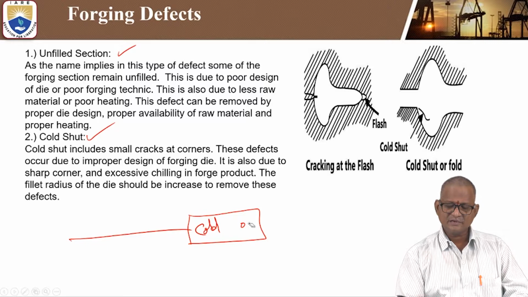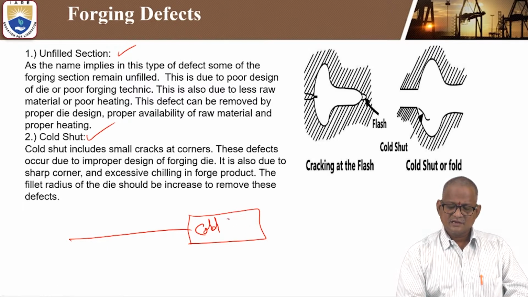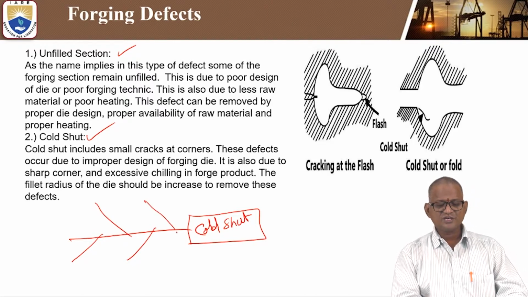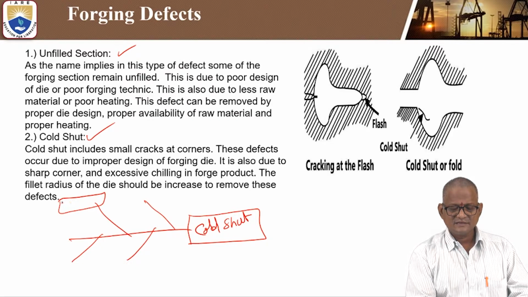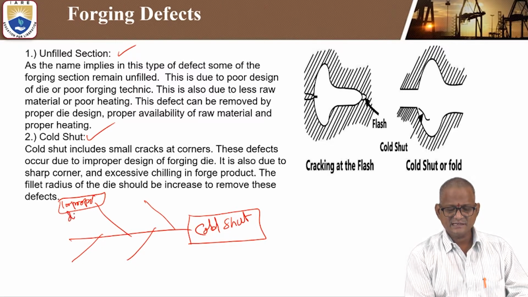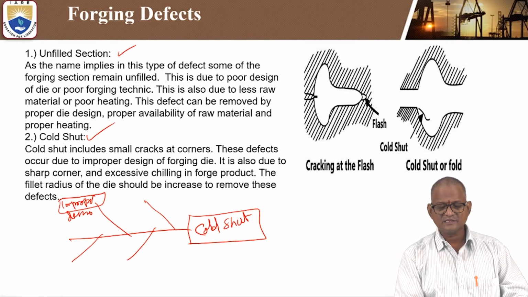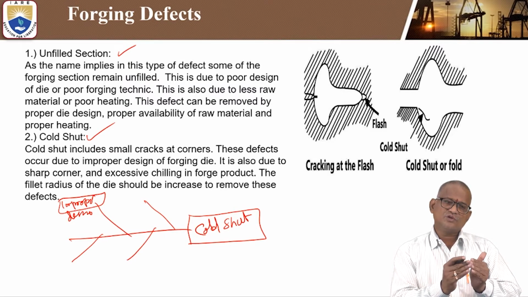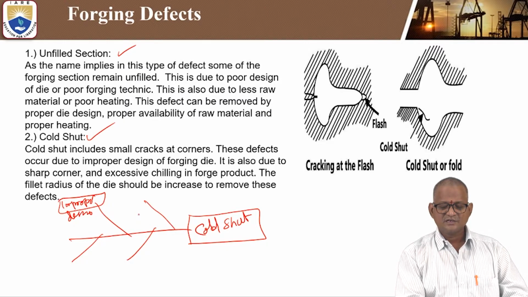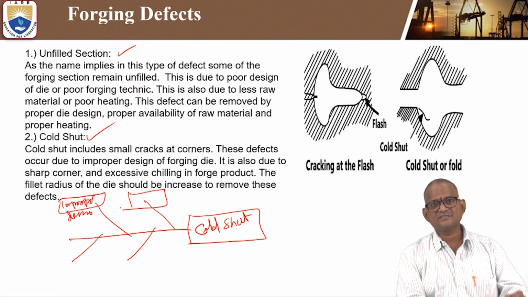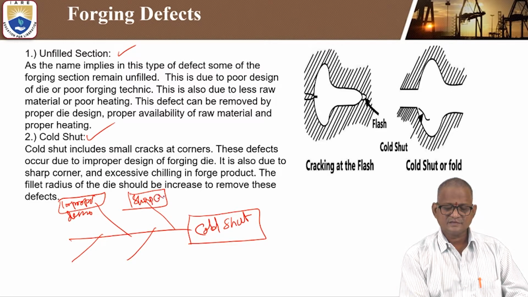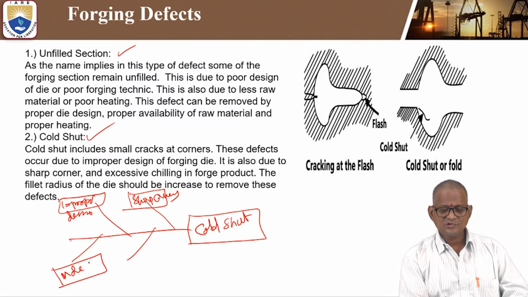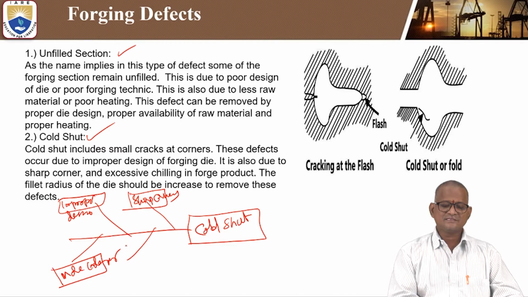In this cold shut, what will happen? What are the causes to obtain this cold shut? The improper design is one cause. One more thing, it is also due to sharp corners. Where two lines join together with sharp corners, it is very dangerous for further defects also. Sharp corners, and excessive chilling in a forged product, that is more cooling, can also occur. This cold shut defect may be obtained.